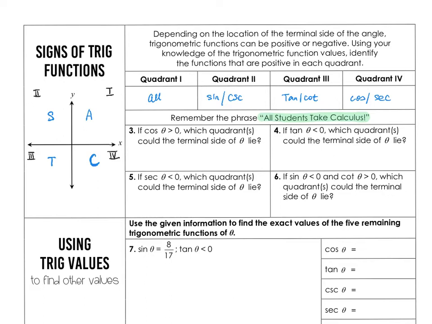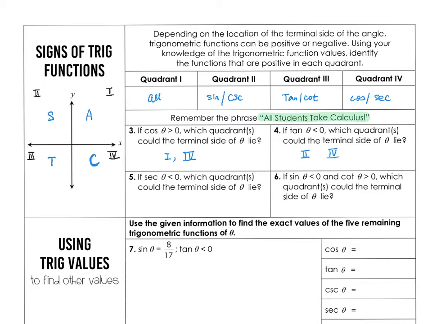If cosine theta is greater than 0, which quadrants could the terminal side of theta lie? What do you think? So first of all, if it's positive, greater than 0, we have quadrant 1, right? But because it's cosine, we go immediately to C, so we have 4 as well. Second one is tan theta is less than 0, so it's negative. Which quadrants could the terminal side of theta lie? So first, tangent is positive in first and third. Therefore, if it's less than 0, it has to be 2 and fourth quadrant.